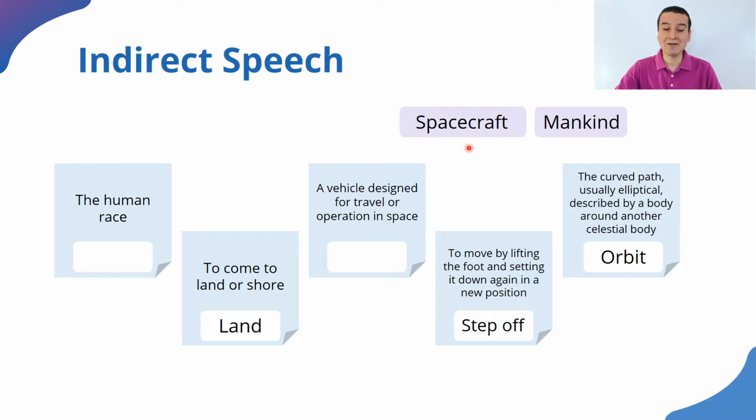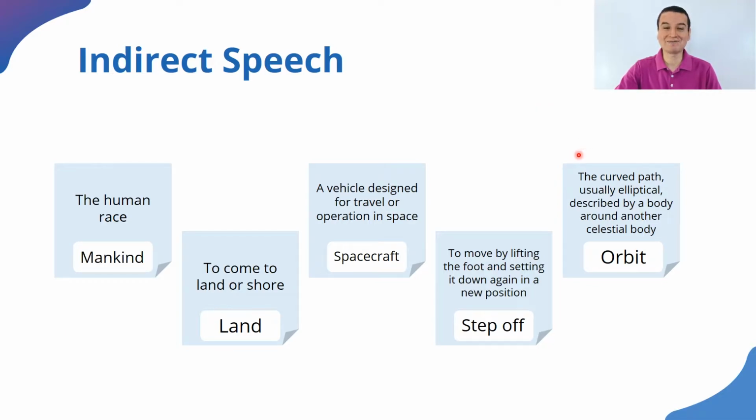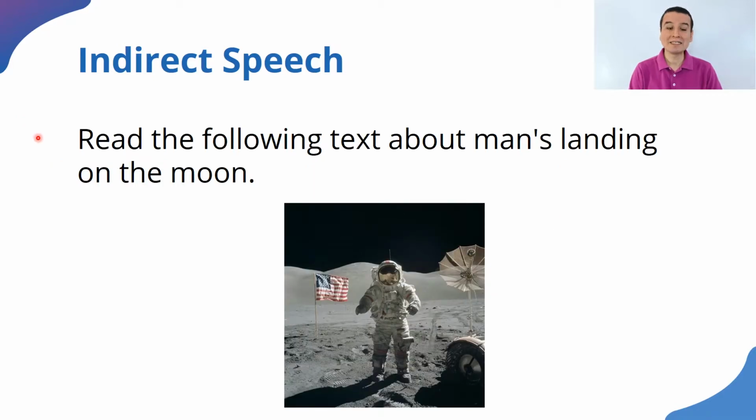Spacecraft is a vehicle designed for travel or operation in space. And what is mankind? Is, logically, the human race. All right. Thank you very much for completing that vocabulary activity. Now, please read the following text about man's landing on the moon.